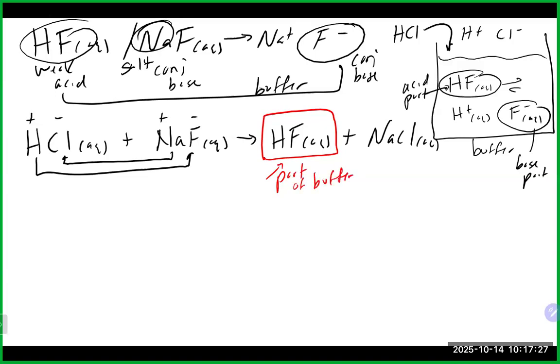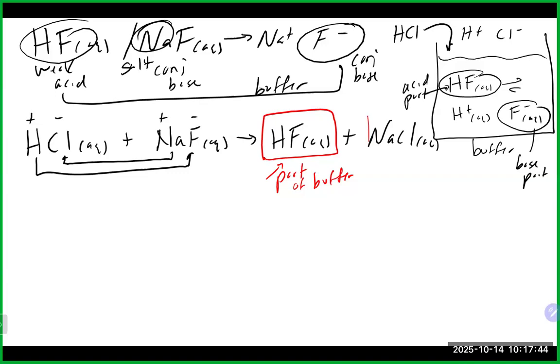And that always happens when you have a buffer. You will actually use part of the buffer, and then you'll make the other part. So the other part of the buffer is always sort of made as a reaction that occurs. So clearly that's not going to kind of screw up the pH too much.